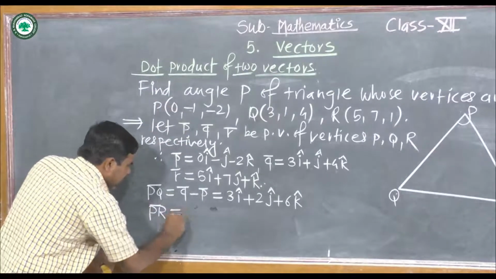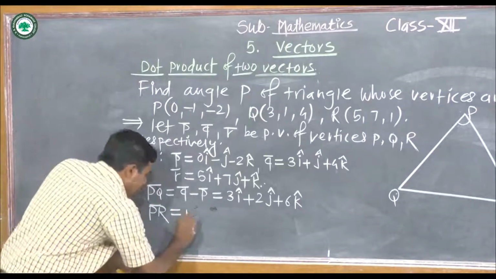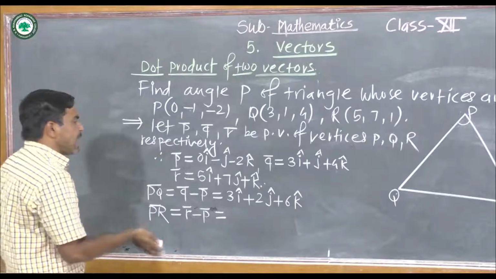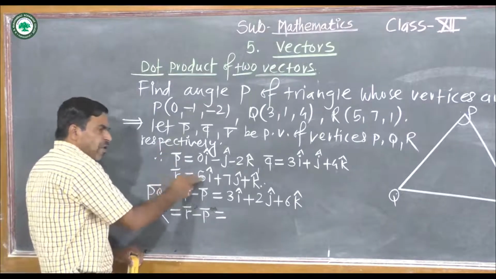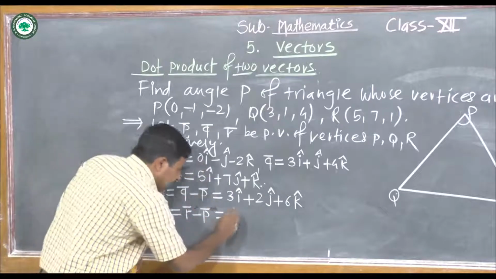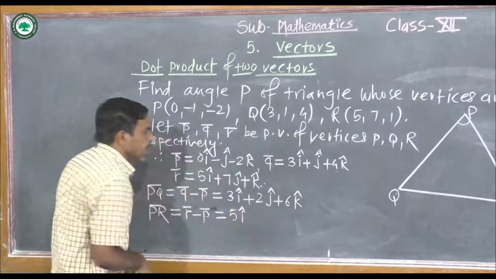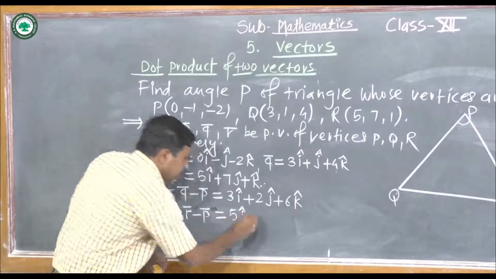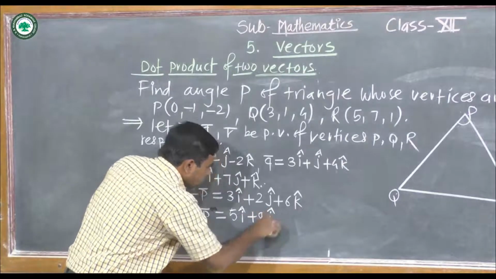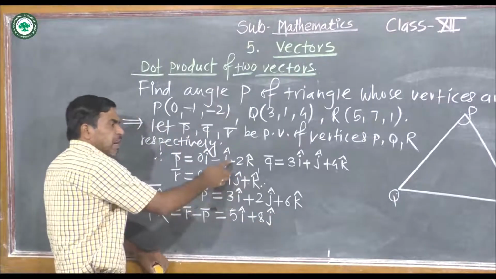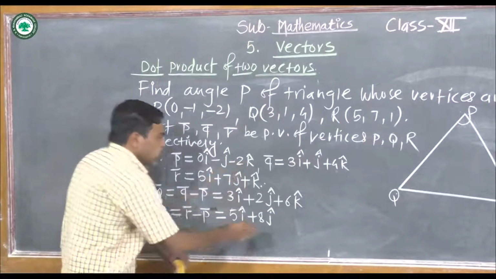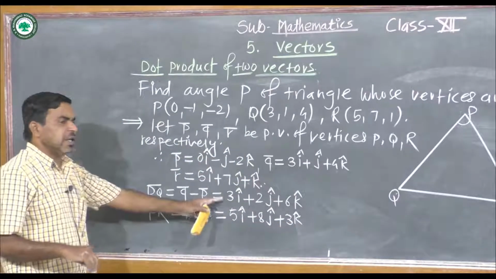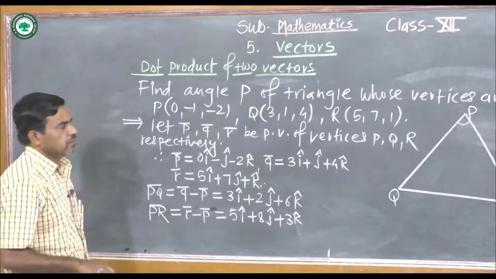Similarly find out PR bar. PR bar is equal to R bar minus P bar. See, 5I cap minus 0I cap, that is 5I cap. 7J cap minus of minus becomes plus, 7 plus 1, 8J cap. K cap minus of minus becomes plus, K cap plus 2K cap, 3K cap. So PQ bar is here, PR bar is here.